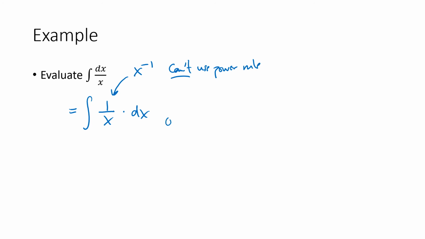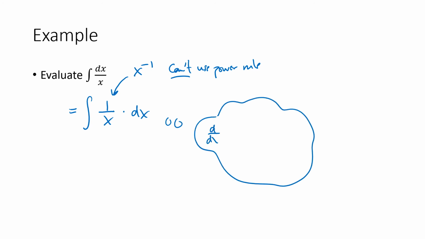So what do we do? Again, we're just going to think about our derivative rules and see if we can figure out what function we could take the derivative of that would give us 1 over x. And again, thinking about our derivative rules, looking at our big list of rules if necessary, we'll see that it's actually the natural log of the absolute value of x. So that's our antiderivative, natural log, absolute value of x, plus c.